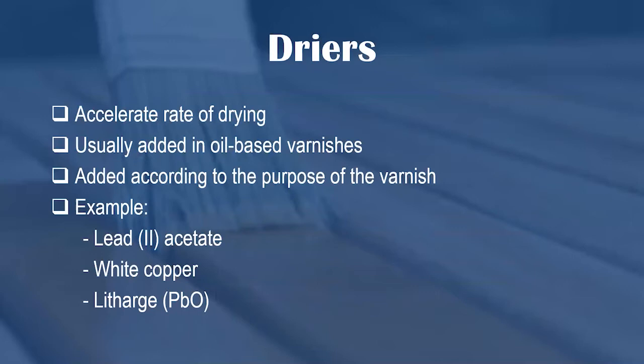So next, this is the last component of varnish, in which we have dryers. Dryers, as I said before, accelerate the rate of drying, and they are usually added in oil-based varnishes. They may or may not be added into the varnish according to the purpose of the varnish. For example, for dryers, we have lead acetate, white copper, and litharge, which is lead oxide. So I'm going to pass the presentation to the next presenter.